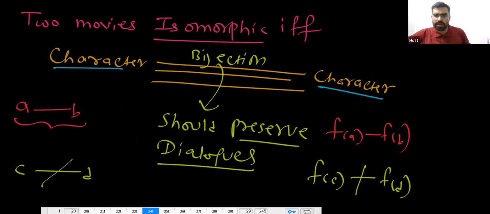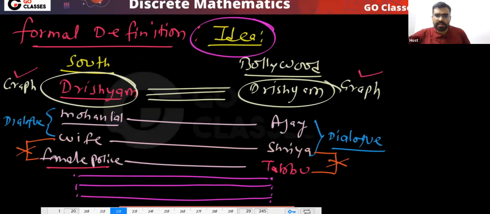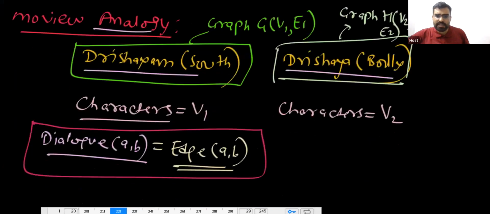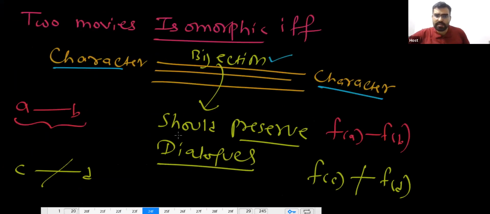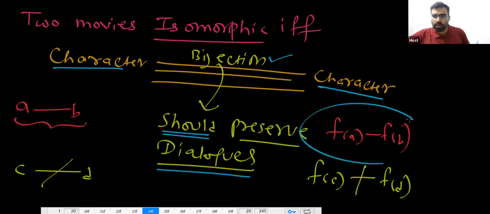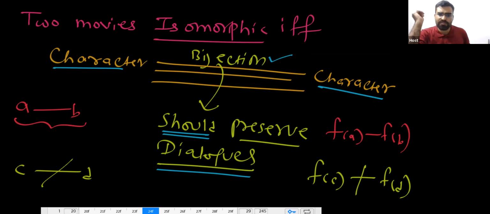When their characters can be put in one-to-one correspondence, these are the characters, Mohanlal's wife, this female police officer, and these are the characters here. When you can put the characters in a one-to-one correspondence such that, and this is important, the dialogues must be preserved. Means if these two people have a dialogue, then their images also should have a dialogue. If these two people have a dialogue, their corresponding characters here must also have a dialogue. If these two people don't have a dialogue, then their corresponding characters must also not have a dialogue. This is the definition of isomorphism.